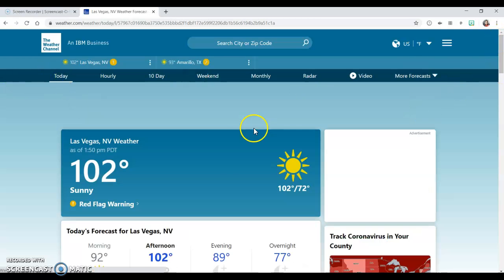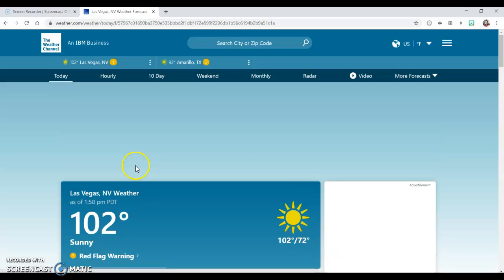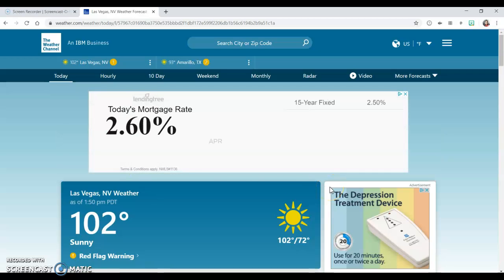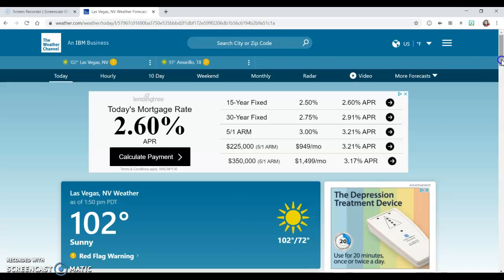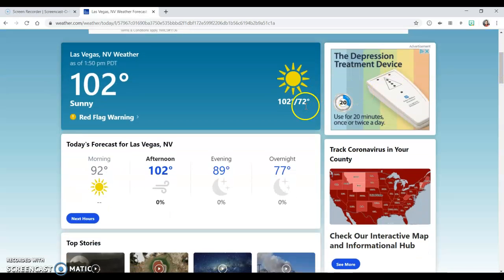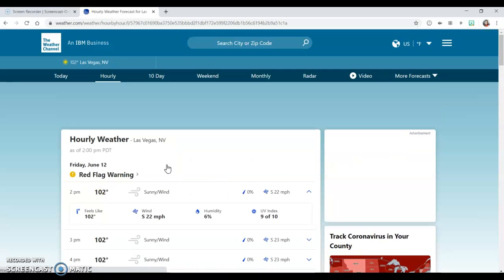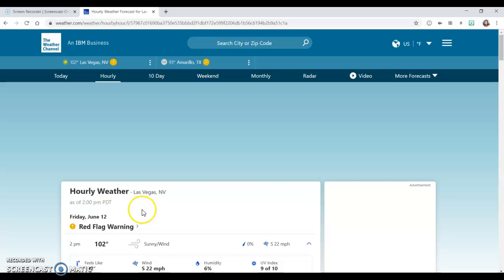Right now, they're at 102 degrees Fahrenheit. Ooh, it's hot. And their lowest temperature today is going to be 72 degrees Fahrenheit. And they're going to be sunny. But you see the symbol, that means it's windy also.